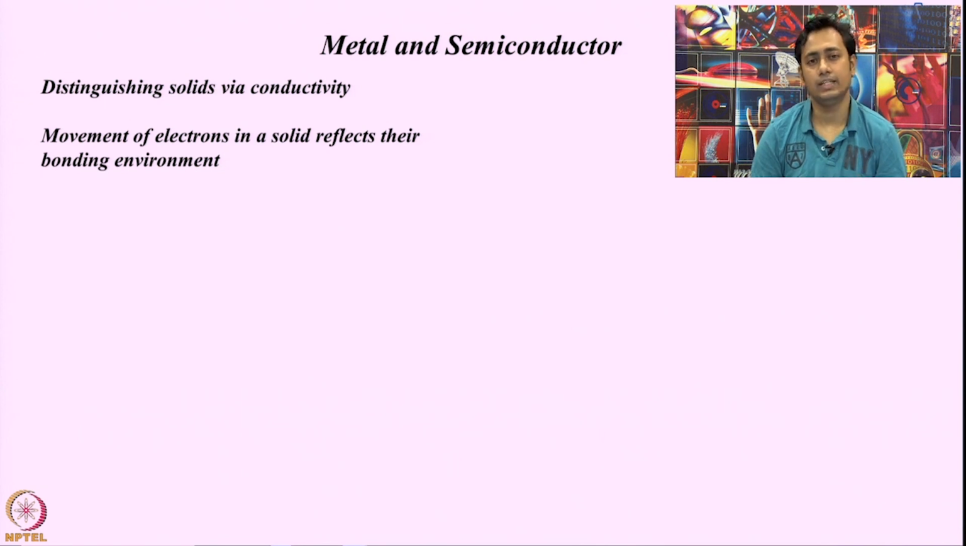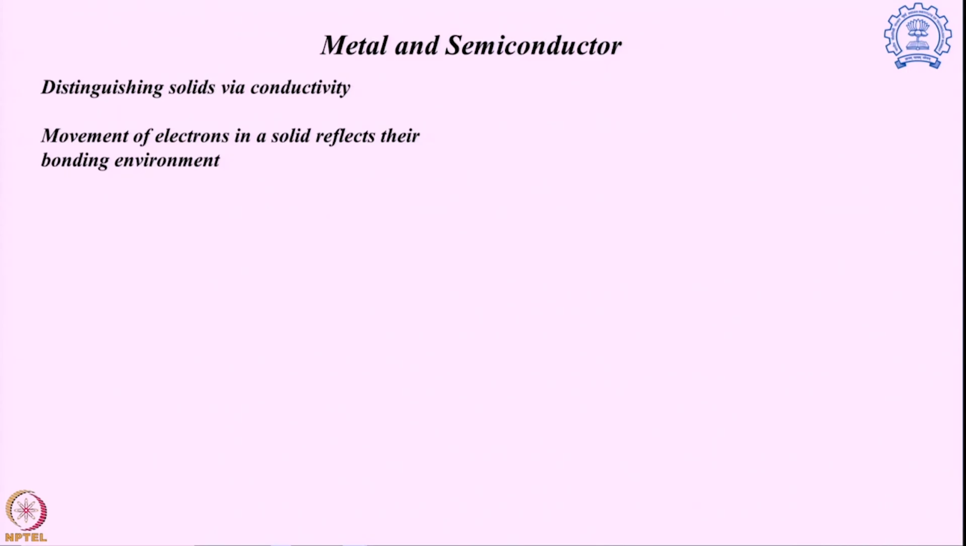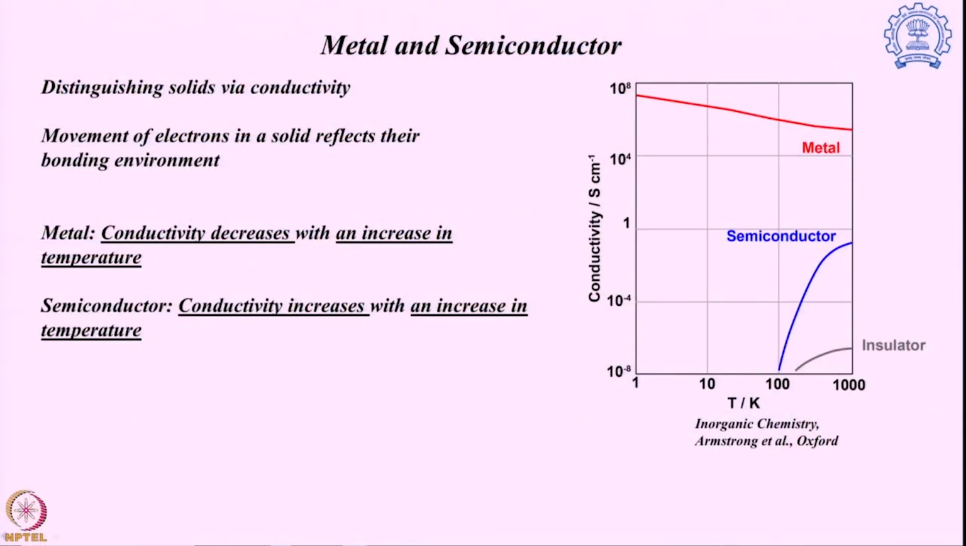So what is electrical conductivity? Electrical conductivity is the movement of the electron through the solid, and the conductivity shows how the electrons are moving through the system. It is nothing but a reflection of the electron movement through the solid, and at the same time it provides us information about the bonding environment inside the material. Over here I am showing you two different systems which are connected to each other.